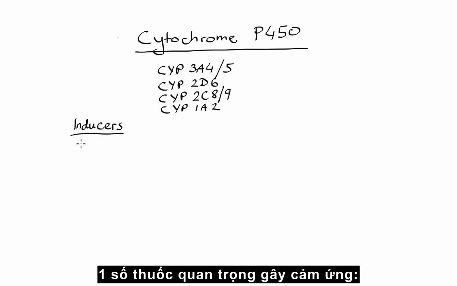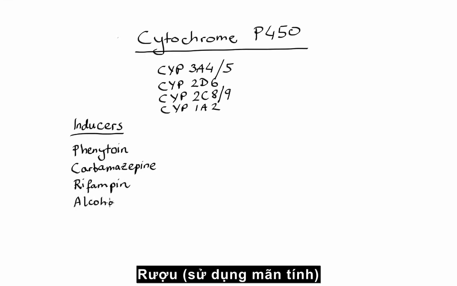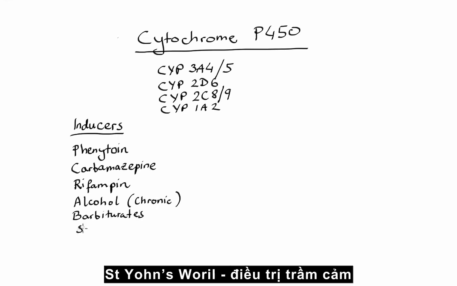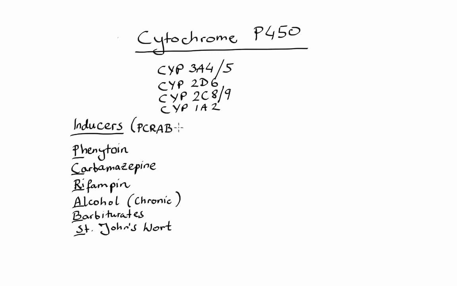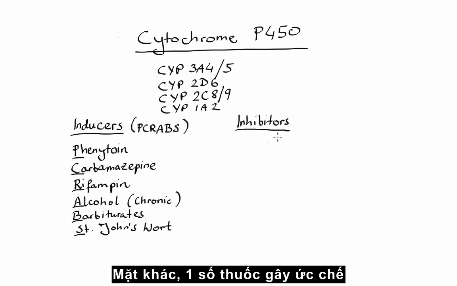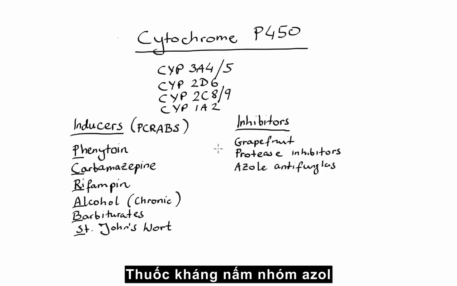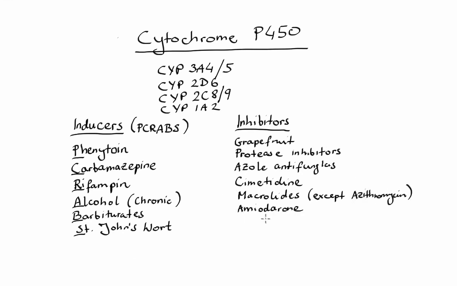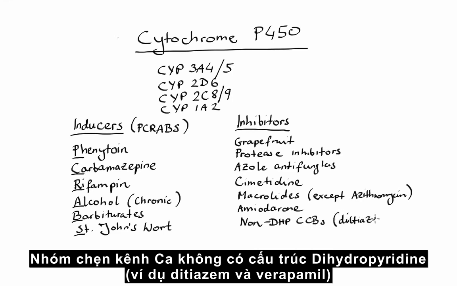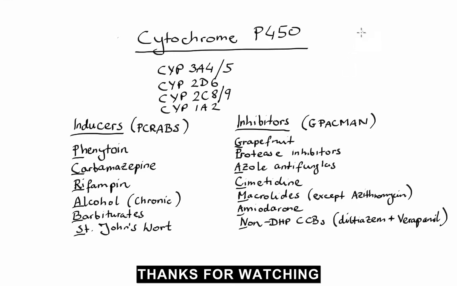Some of the important inducers include phenytoin, carbamazepine, rifampin, alcohol with chronic use, barbiturates, and St. John's wort. And a good mnemonic that you can use to remember these is P-CRABS. On the other hand, some of the important inhibitors are grapefruit, protease inhibitors, azole antifungals, cimetidine, macrolides with the exception of azithromycin, amiodarone, non-dihydropyridine calcium channel blockers such as diltiazem and verapamil. And again, a good mnemonic that you can use to remember these is G-PACMAN. And with that, I wanted to thank you for watching and I hope you enjoyed this video.